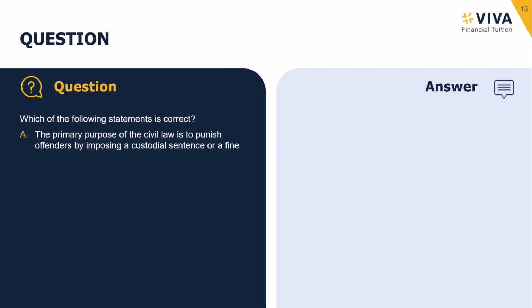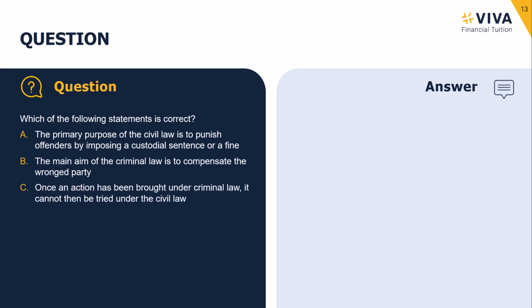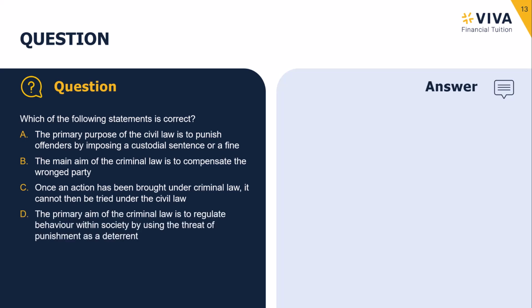So, which of the following statements is correct? A, the primary purpose of civil law is to punish offenders by imposing a custodial sentence or fine. B, the main aim of criminal law is to compensate the wronged party. C, once an action has been brought under criminal law, it cannot then be tried under civil law. Or D, the primary aim of the criminal law is to regulate behaviour within society by using the threat of punishment as a deterrent. So, we're looking for the correct answer here. Again, you might want to pause, have a read of these, and make sure you've picked an answer.